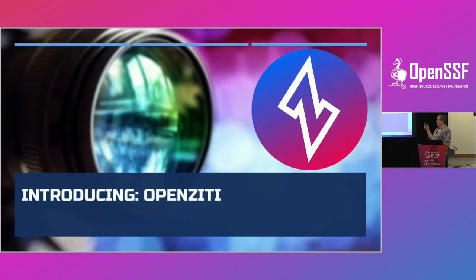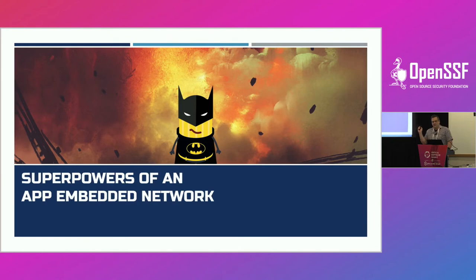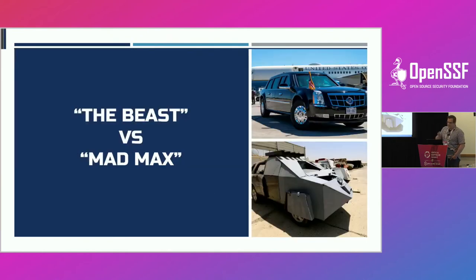And so now we're going to talk about OpenZiti, which is the open source project that I work on. And we're going to see some superpowers of embedding zero trust into your network, or into your application, sorry. So this is the first superpower. I don't know if anybody's familiar with the top diagram, but that top car there is the limousine that the United States president drives in. The bottom picture is something that's more relevant to a Mad Max style of security.